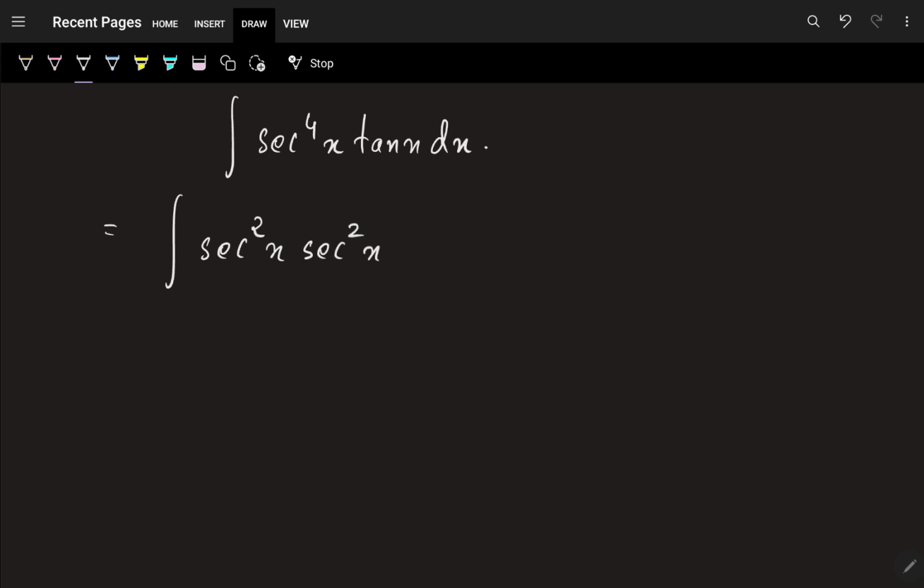Okay. So the next question is integration sec to the power 4x tan x dx. Now see, the idea to solve this basically is, we know that the derivative of tan x is sec square x. So with the sec to the power 4x, what we do, we create this as sec square x into sec square x tan x dx. In place of one of the sec square x, I am going to write 1 plus tan square x.